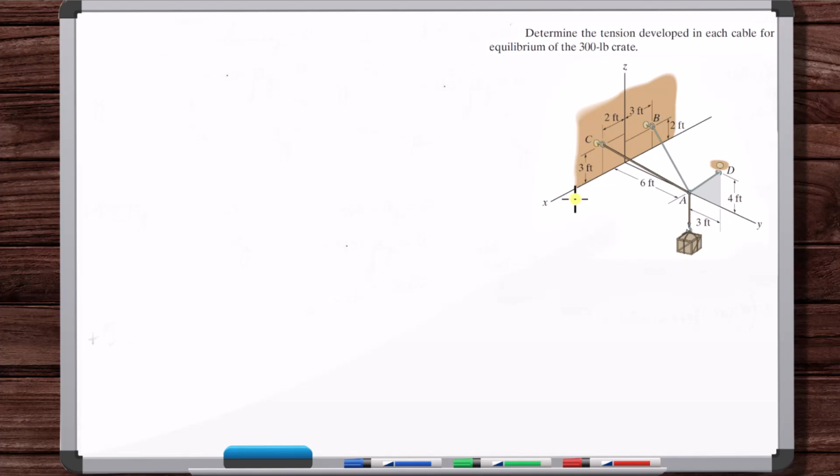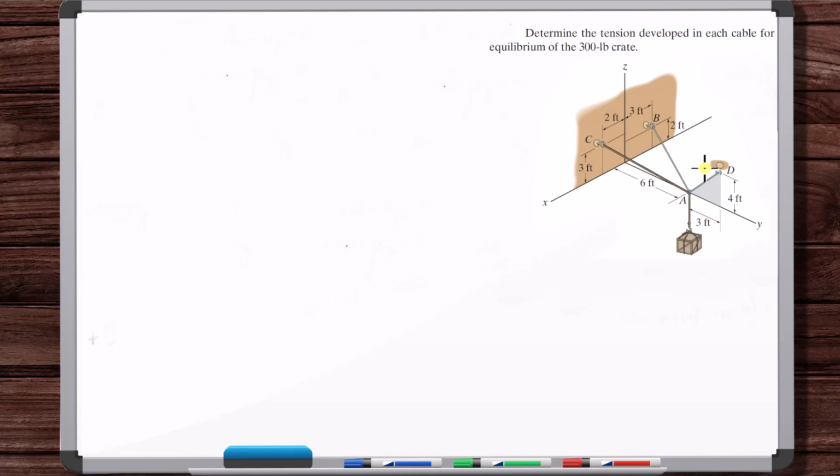For this system here, we want to determine the tension developed in each of the cables for equilibrium of this 300-pound crate. So in statics, this is a problem that falls under the category of particle equilibrium. In particular, this is a three-dimensional problem. I don't even want to call this like a 3D particle equilibrium problem.